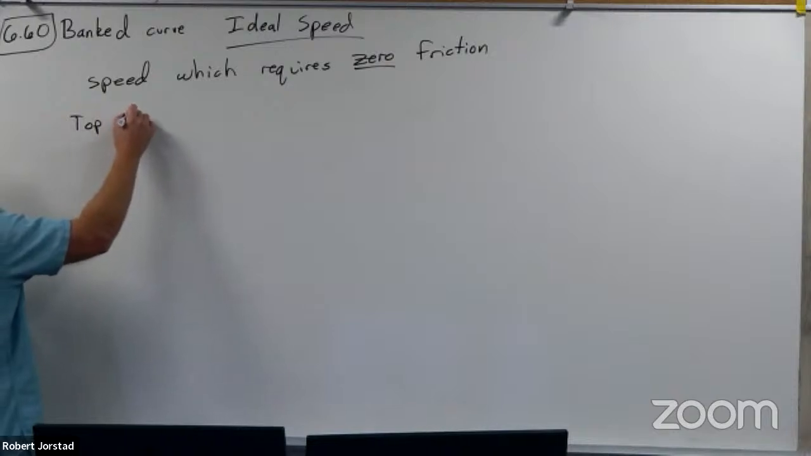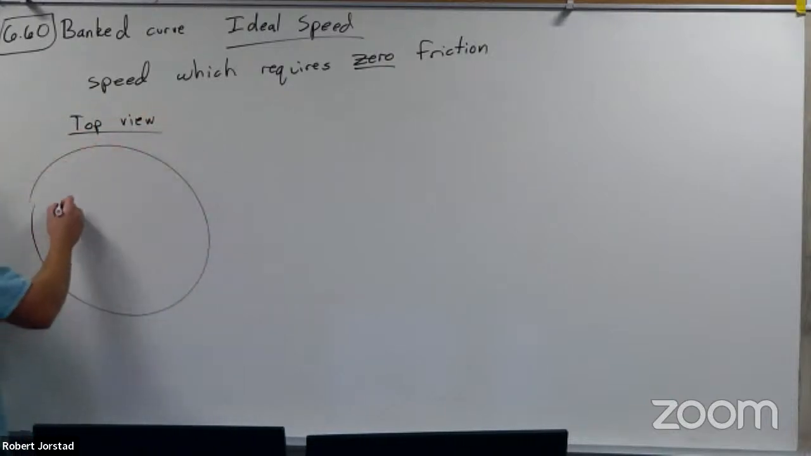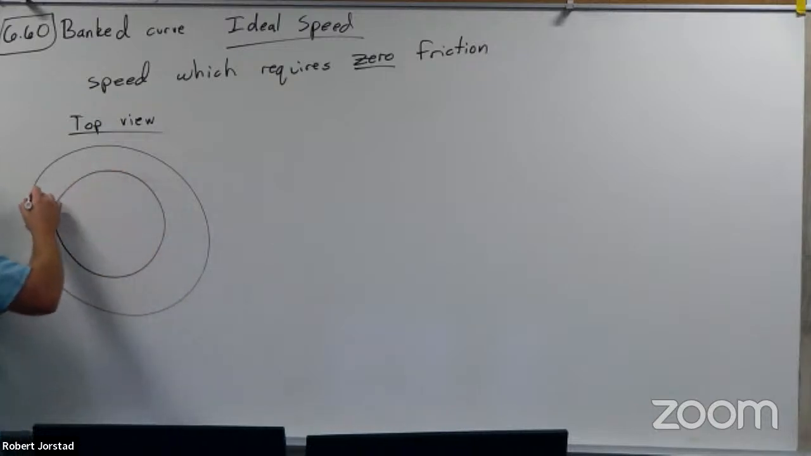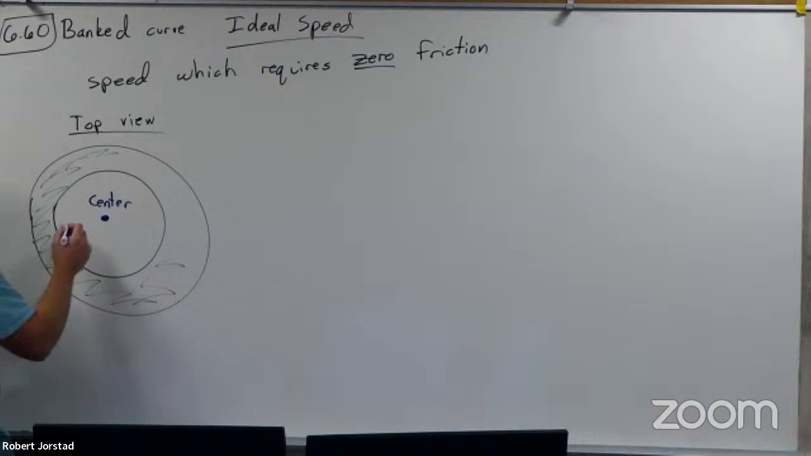I've got a top view. The top view looks exactly the same. It's a circular roadway, right? From this perspective we really couldn't see the bank at all, but we can at least see the circular motion. I'm just going to write center there, or how about circle center? Circ center.